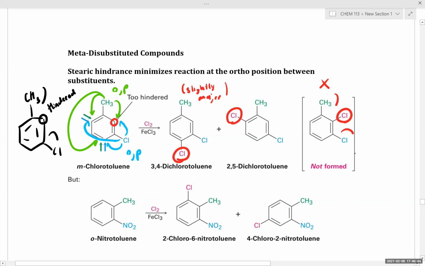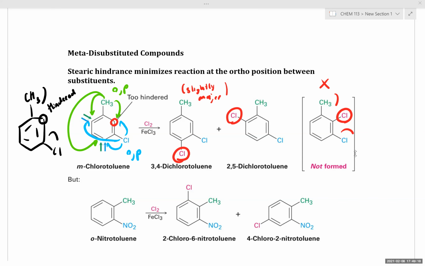Does that idea make sense? The idea that sterics can influence our regioselectivity. And for meta-disubstituted compounds, we're almost always going to see reaction at positions other than the ortho position between our two substituents. Does that answer your question? Did that clarify? Okay, perfect.